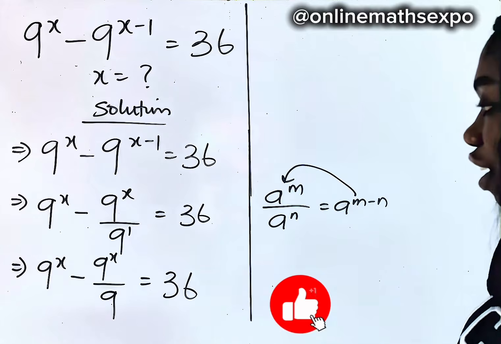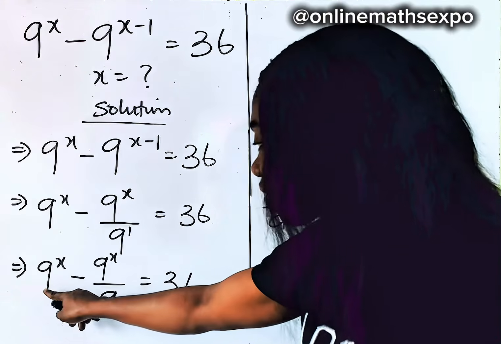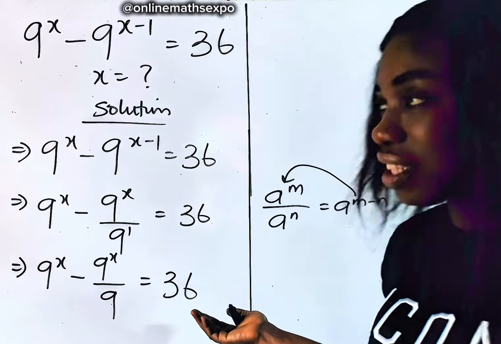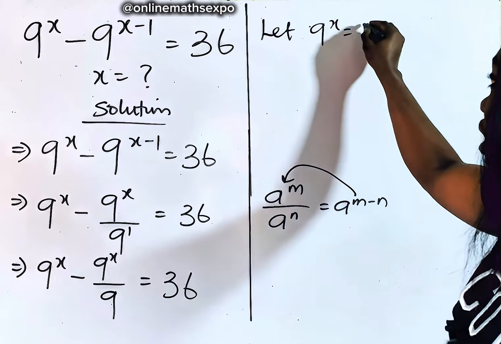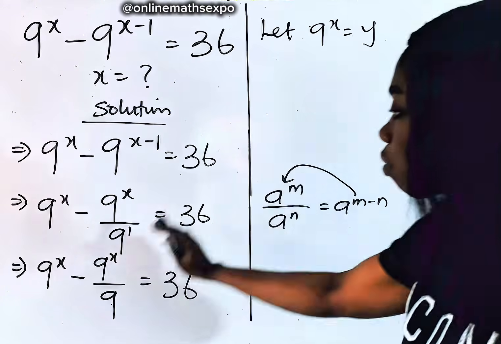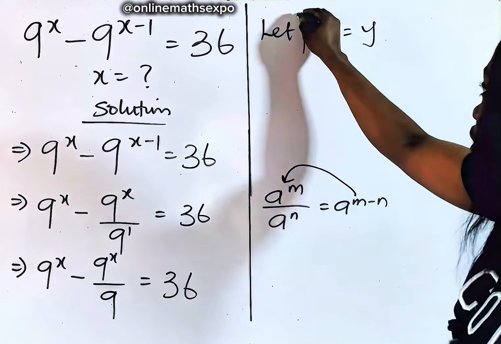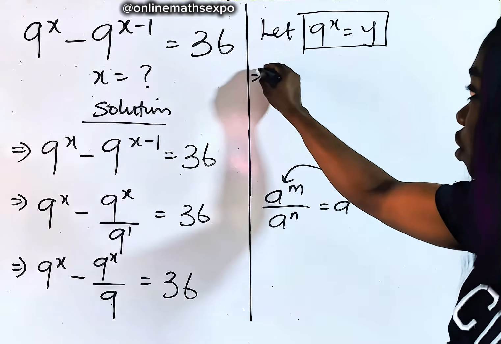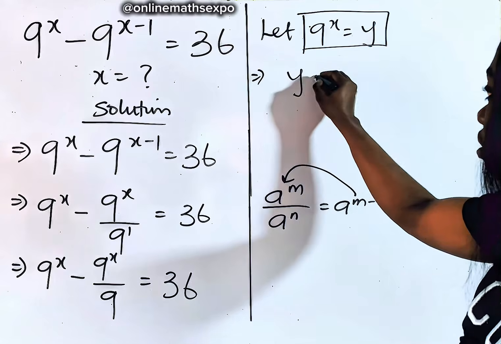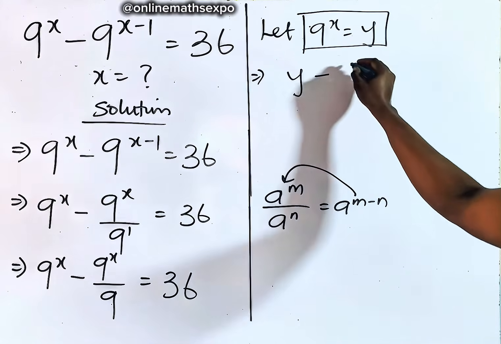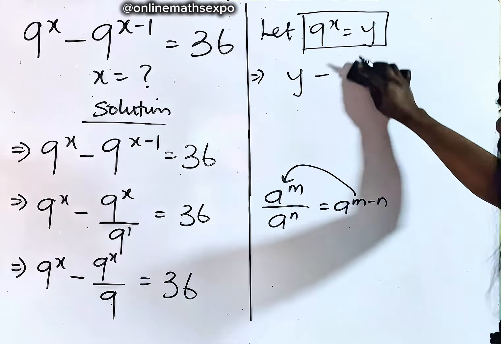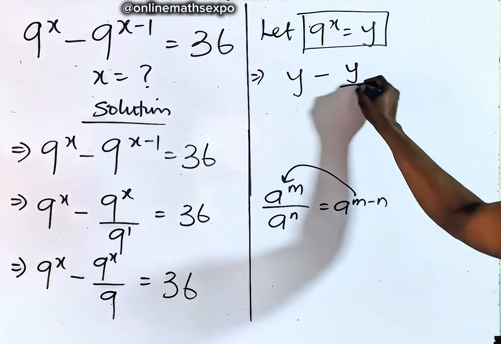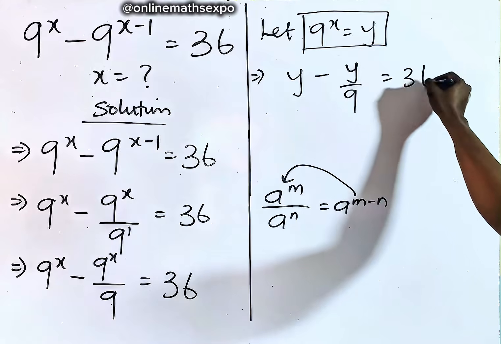So from here, what did you observe? You observe that 9 to the power of x is repeated. So you can just quickly say, let 9 to the power of x be y. So we're going to replace it to help us to solve. So if you do that, we are going to have y minus y divided by 9 is equal to 36.